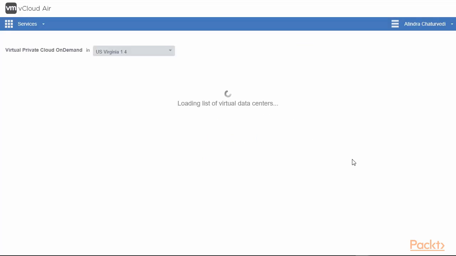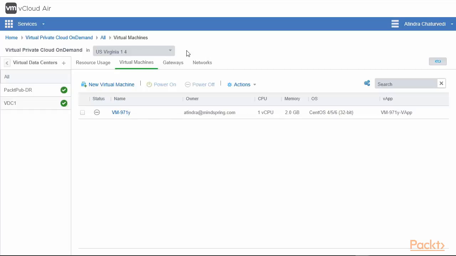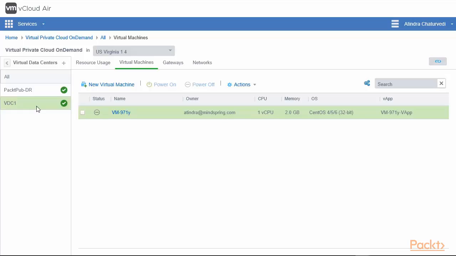So I'm looking at one of my service IDs. Part of my private cloud on demand is in the US Virginia region or data center. That's part of vCloud Air, and I have two data centers there. In vCloud Air terminology, they're called virtual data centers, or VDC. So just think of them as data centers with a certain resource pool that's available to you.